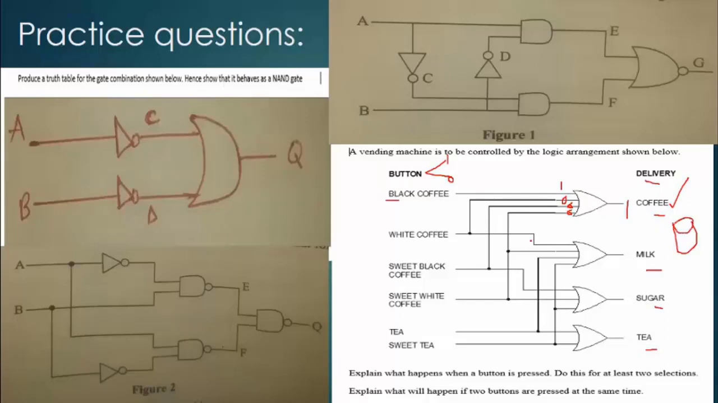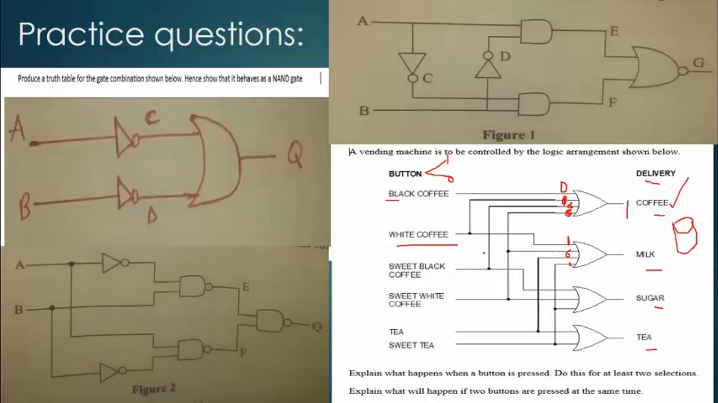However, for example if I want to press maybe white coffee, automatically this switch will be 0 because I haven't switched it on. This will be 1. Okay, again since I have pressed, this will also be 1. Okay, this will be 0, this will be 0 because I haven't pressed them. This will be 0, all others will be 0, so we don't have to worry about the other gates.